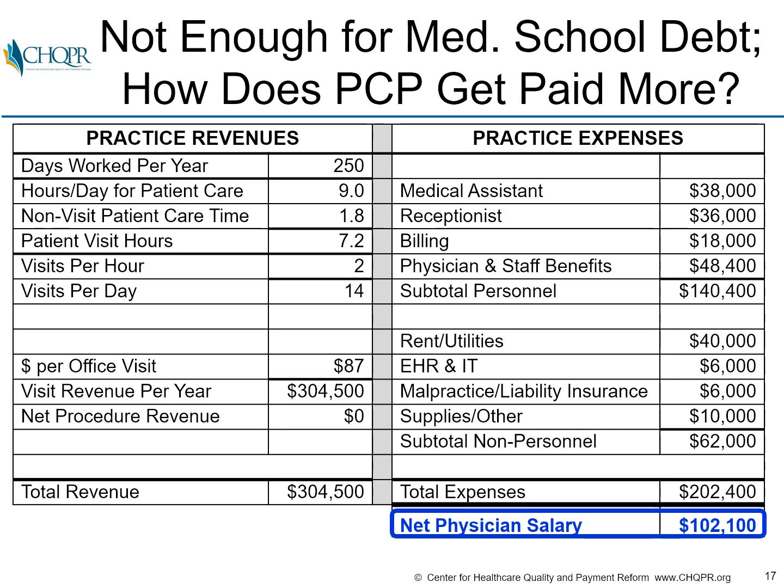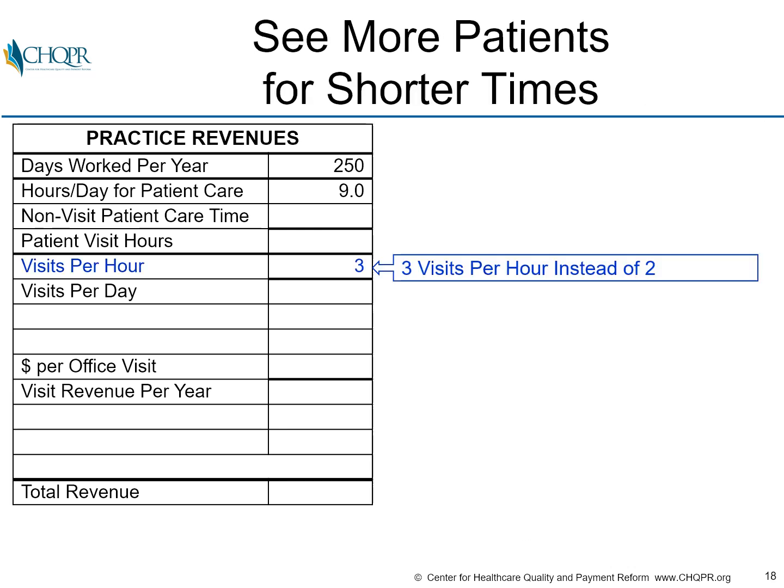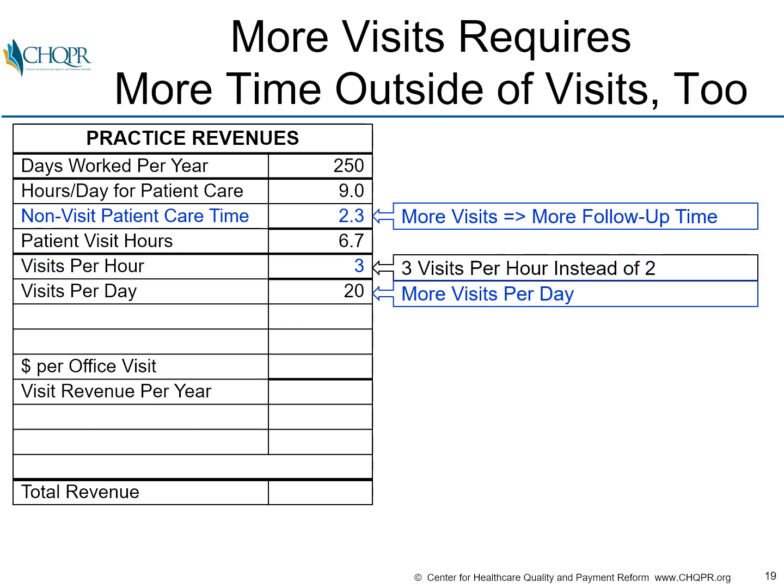So how could a primary care physician be paid more? The only way is to see more patients for shorter times. Instead of seeing 2 patients per hour, the physician could plan to see 3 patients. That will allow the physician to see a total of 20 patients per day after factoring in the increased time that will need to be spent on follow-ups from previous visits.